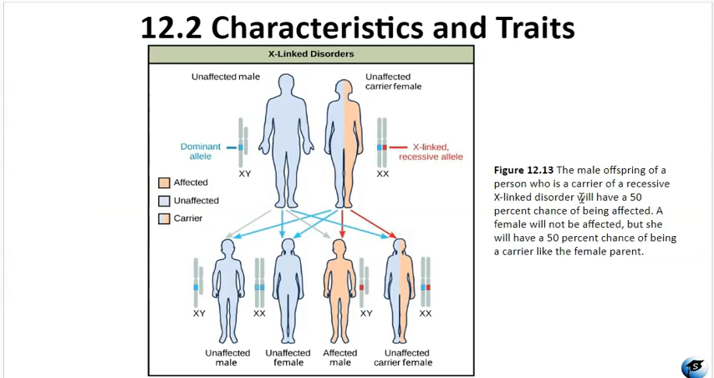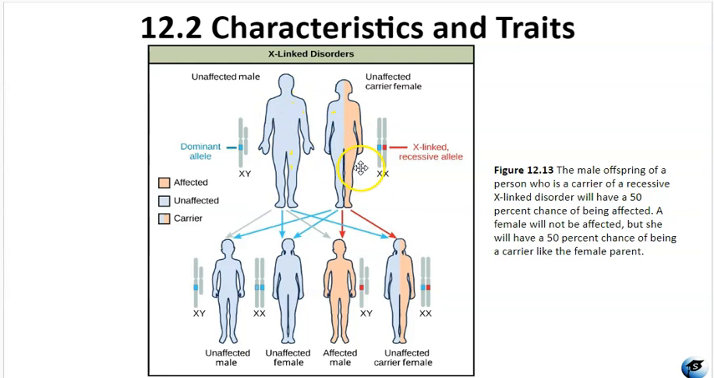Let's have a look at figure 12.13, and this is giving an example of female carriers and heterozygous carriers and how things are inherited differently in males and females. A male is going to be XY, a female is XX. This orange color is affected, so let's say that this is hemophilia. Mom is a carrier. Dad doesn't have it at all.